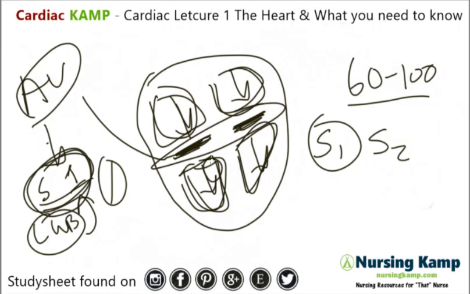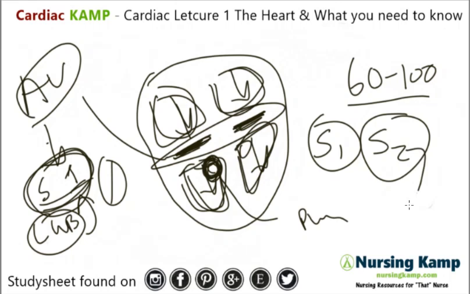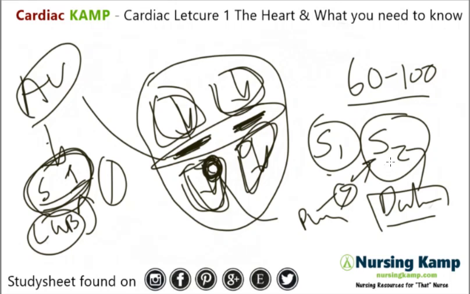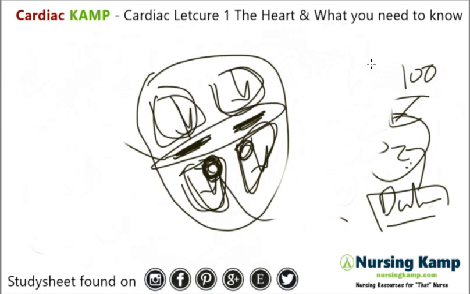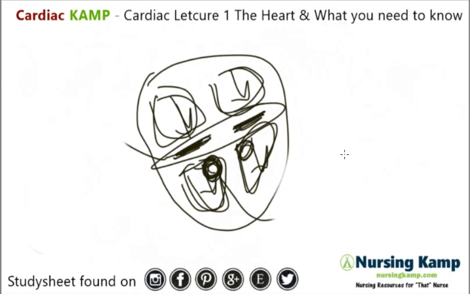When the second valves are closing, which is your pulmonic and aortic, that is S2, or your dub. And that means that when the valves close, you hear that sound, S1, then S2. So we'll talk a little bit more about valves in the next lecture, but this is just kind of the overview of the different types and the structure of the heart and the normal hemodynamics.